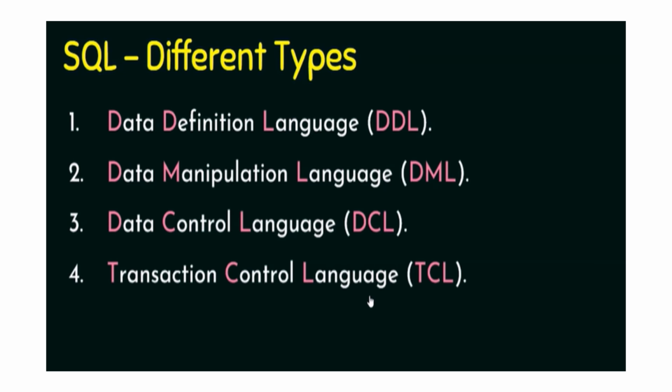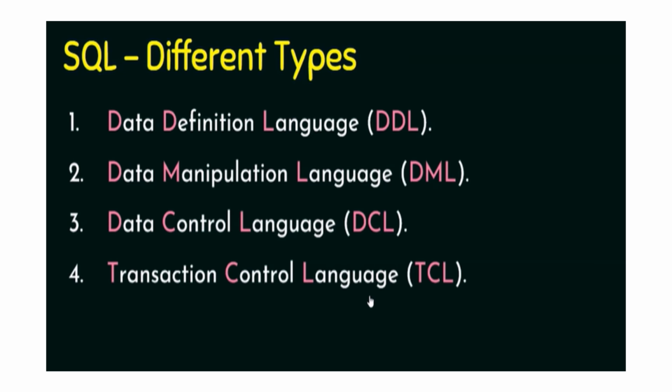Then the second type is the data manipulation language or DML. DML commands are used to insert, update, delete, and retrieve data from database tables. Manipulation means some changes inside the database, not in the structure. Common examples are insert, update, delete, and select.